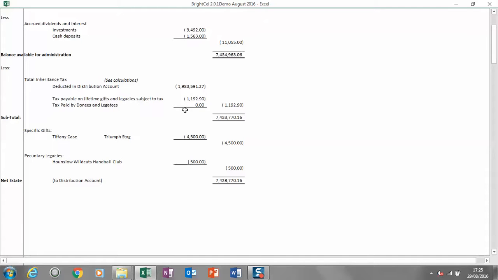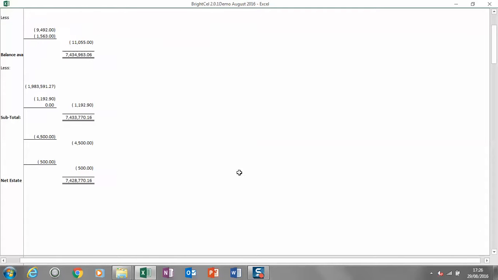And you'll also see that in here we've got the tax that's payable by Tiffany Case on her Triumph Stag, and how much she's actually paid, naught. When she does pay that down, then that number will go up. Assuming she pays the full amount, then these two figures will disappear from the capital account. So here's the Stag, the legacy of the Stag, and the legacy of £500 to the sports club. And so that's your capital account.